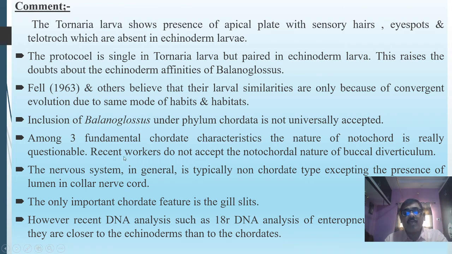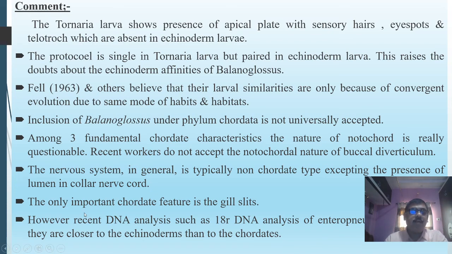The recent workers do not accept the notochordal nature of the buccal diverticulum because embryologically its origin is different from the notochord. The nervous system in general is typically non-chordate, excepting the presence of a lumen in the collar nerve cord. The only important chordate feature is the gill slit, which is strikingly similar to that of chordates.